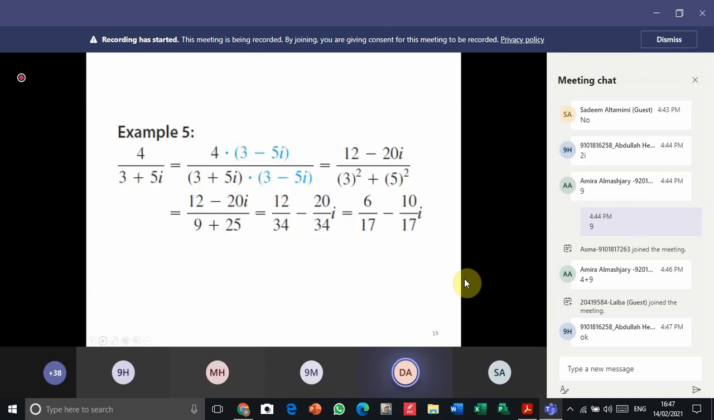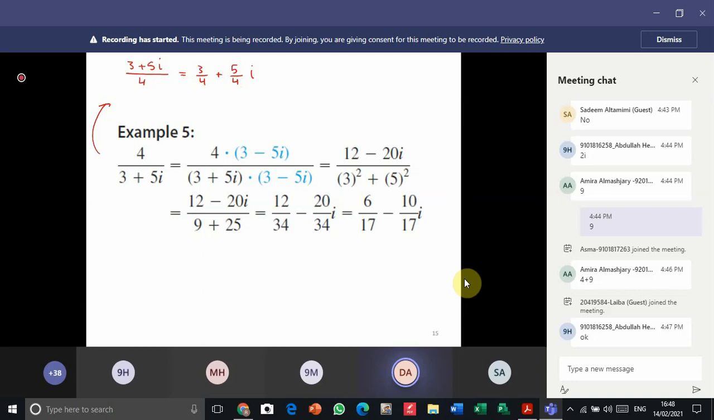If I don't have a complex number in the denominator, there is no need for the conjugate, no need for anything. For example, if we have 3 plus 5i over 4, there is no need to multiply by the conjugate. This is direct. This is 3 over 4 plus 5 over 4i. This is the answer. If we divide a complex number by a real number, no need for the conjugate.